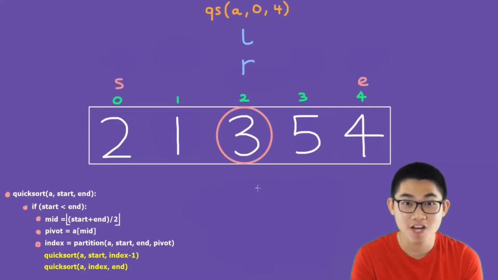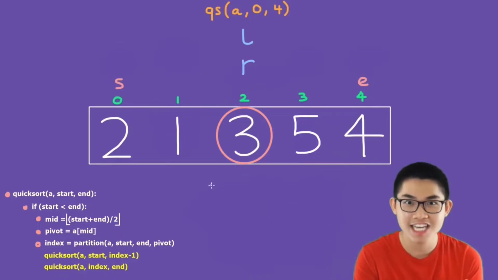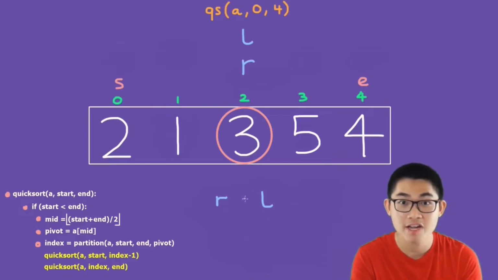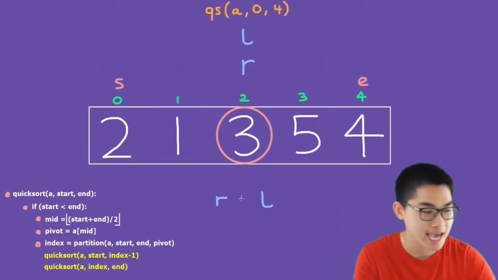Then we repeat this process until L and R have crossed each other. So it looks like this. When R and L have crossed each other, we pause and stop the partition game.